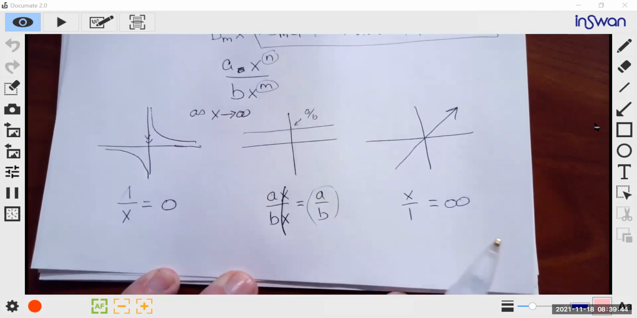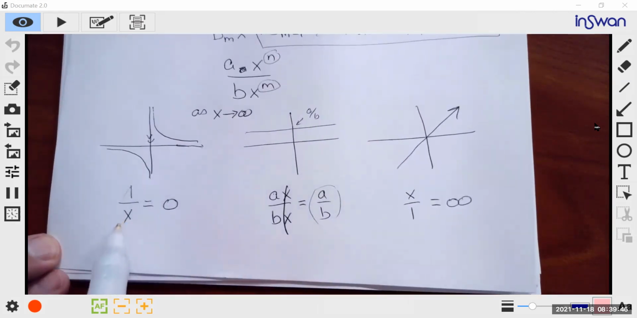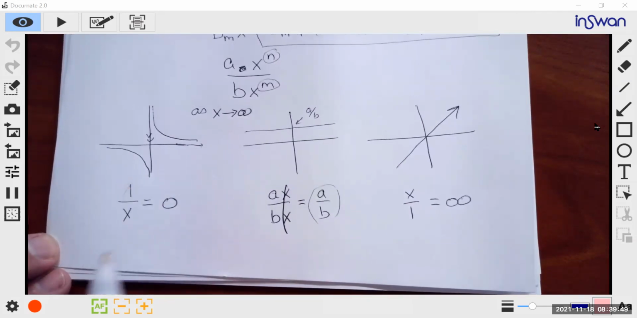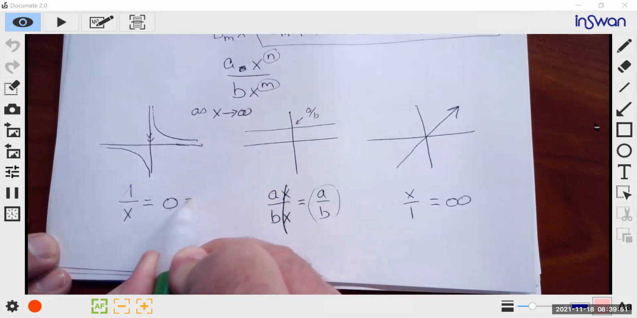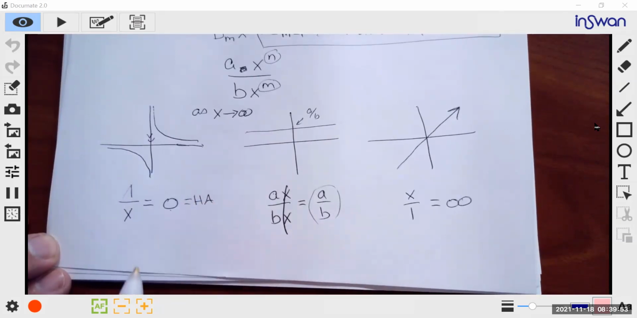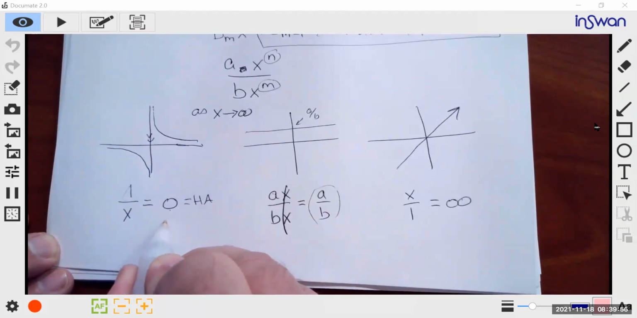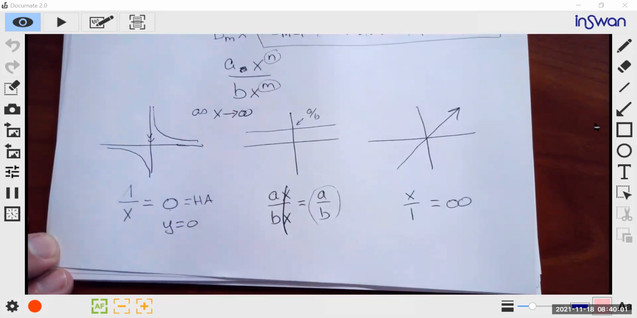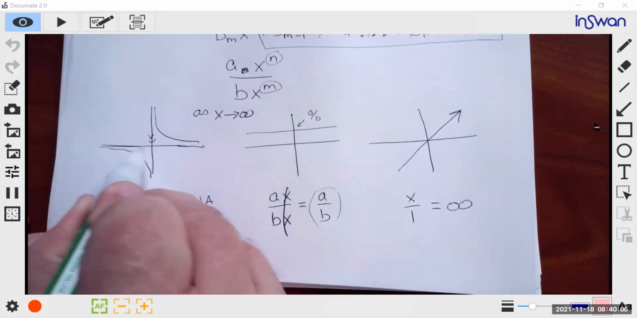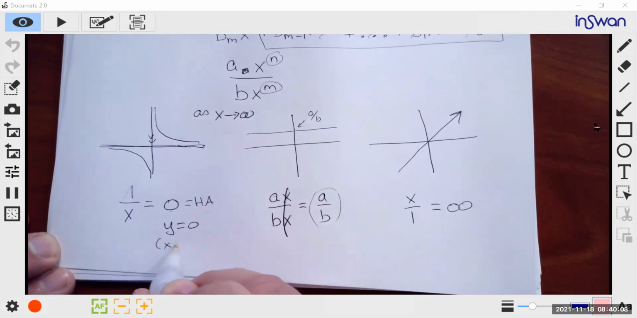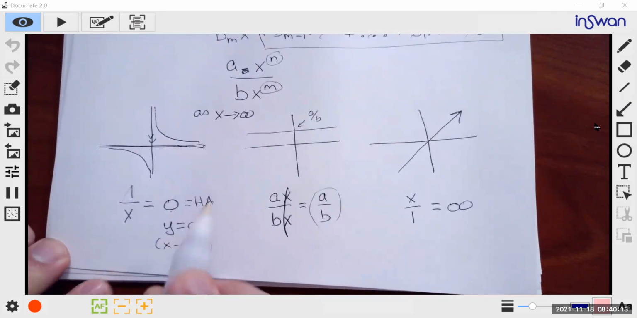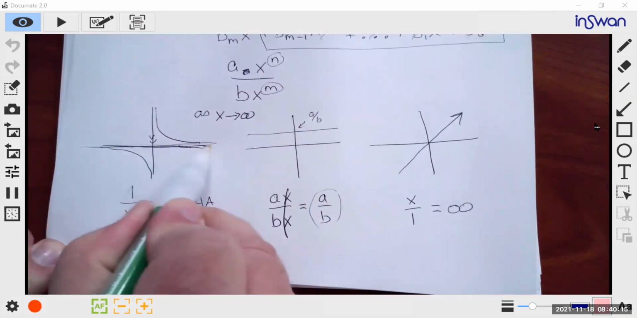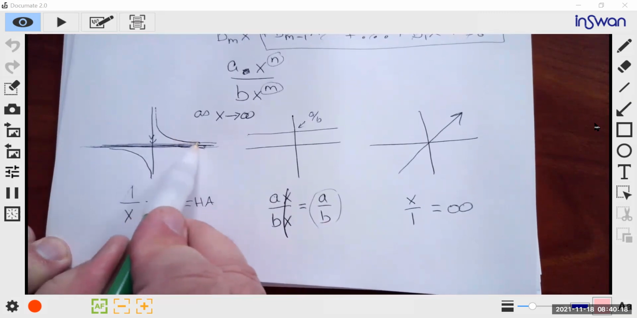Remember, we're talking about horizontal asymptotes. So if there's more x's on the bottom than the top, your horizontal asymptote is 0. That means where y equals 0. The horizontal asymptote goes through the y-axis, which is the x-axis in this case. Where y equals 0, that is your horizontal asymptote. You notice how the graph never touches it?